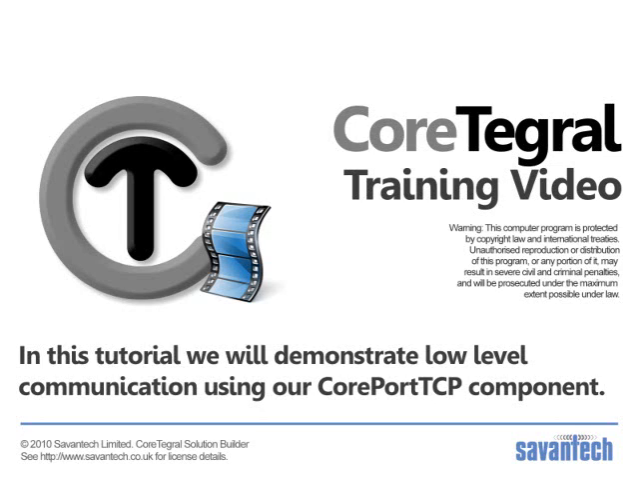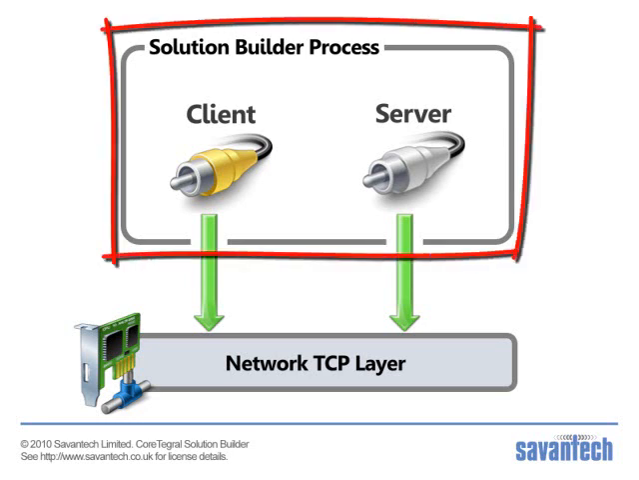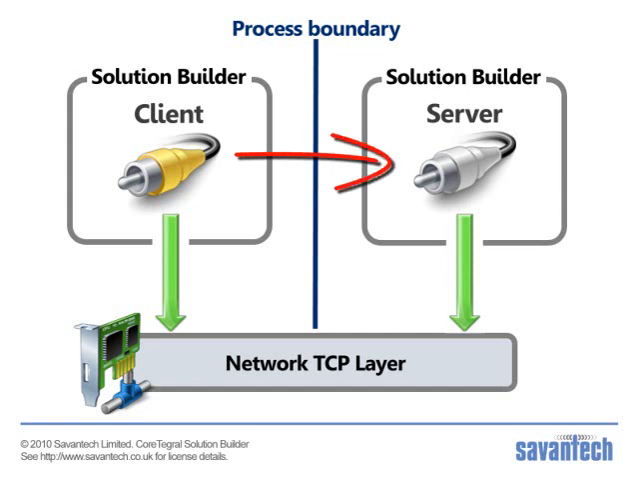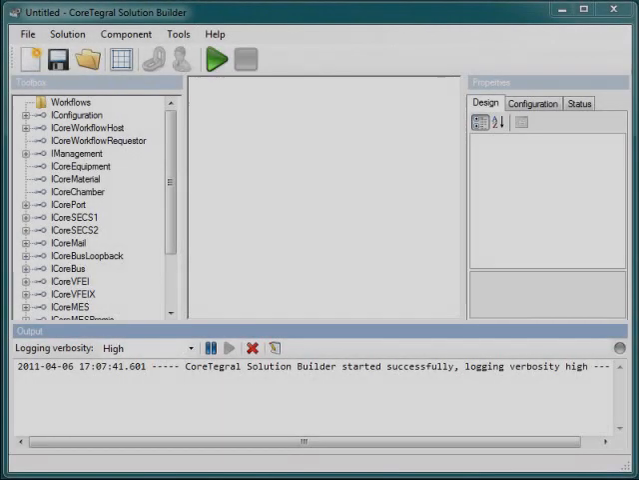In this example, we will demonstrate using the low-level TCP component called CorePort TCP. Firstly, we'll host both ends of the TCP communication within the one process. Next, we'll then demonstrate the same example communicating across processes. To test both scenarios, we'll use the Savantec generic client tool. Let's get started with the first example.